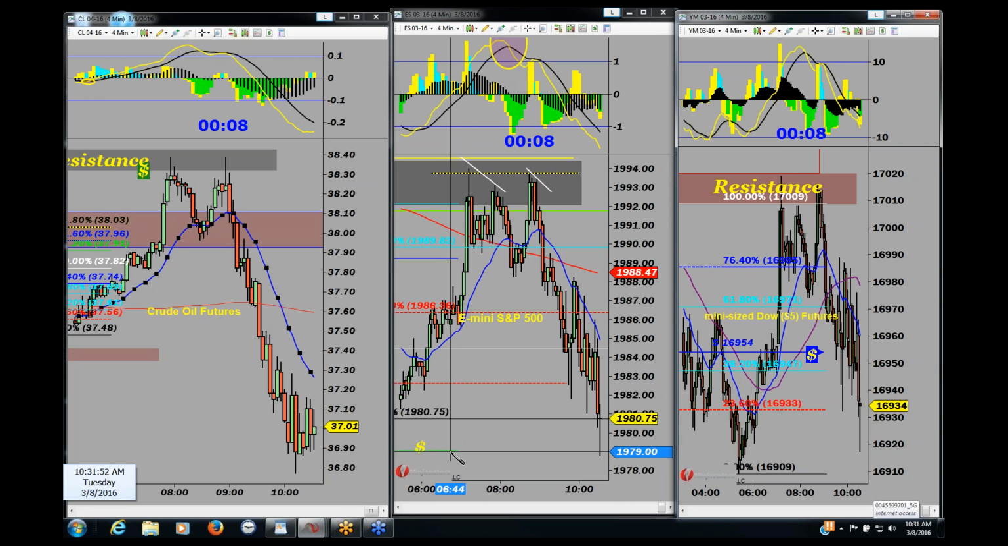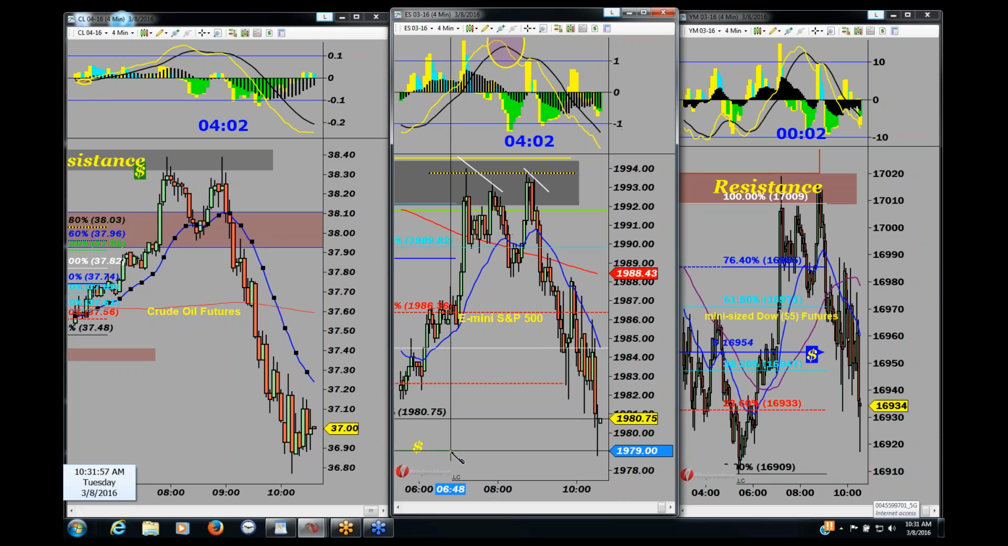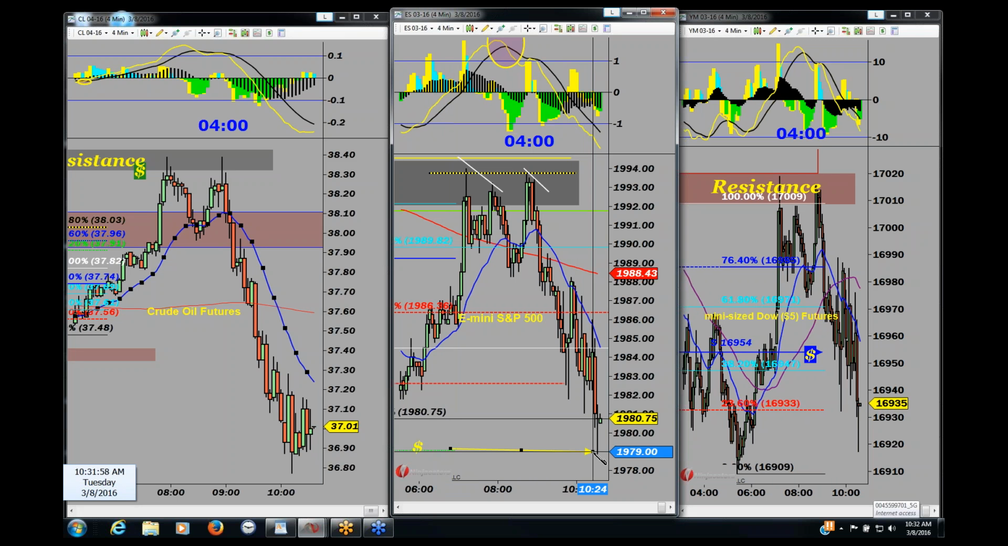I'll put an arrow here. Oops, that's not an arrow. That looks like an arrow. This is the spot here, and I'll fix this in a moment. That we're talking about, 1979 even, right there.